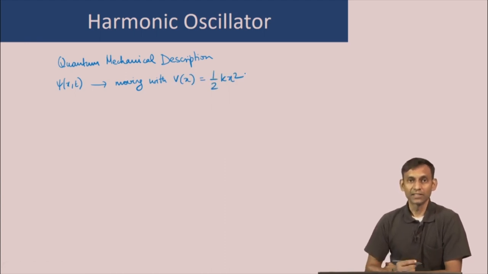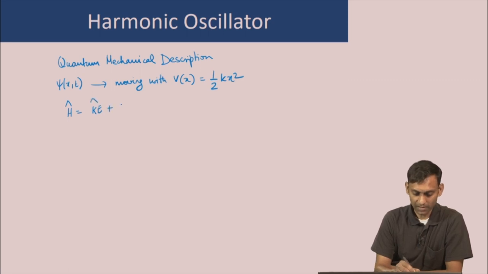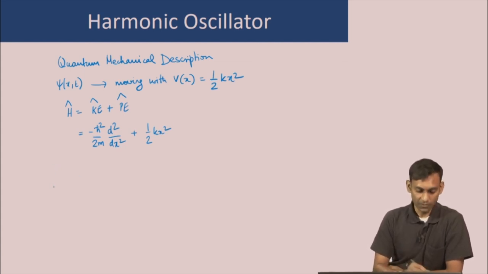So, for this we have to write the Hamiltonian for this system and then solve its Schrodinger equation. The Hamiltonian for the system H is the kinetic energy operator plus the potential energy operator. The kinetic energy is simply the one dimensional kinetic energy operator, which is minus h bar squared by 2 m d squared by d x squared, and the potential energy is half k x squared. Now, our goal is to find a psi of x comma t which satisfies the Schrodinger equation i h bar del psi by del t is equal to H of psi. This is the Schrodinger equation.